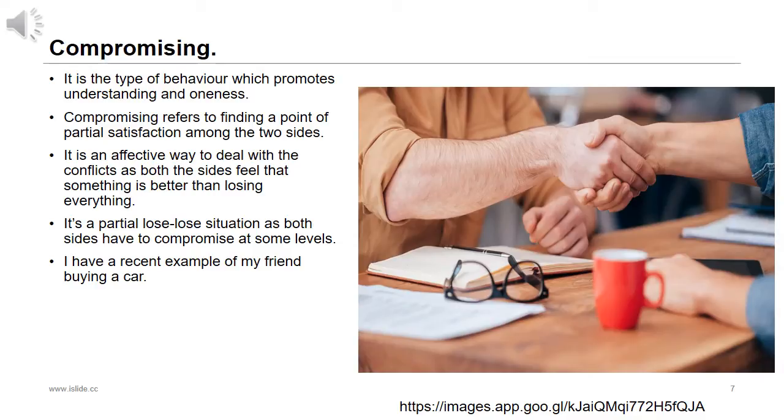Compromising. It is the type of behavior which promotes understanding and oneness. Compromising refers to finding a point of partial satisfaction between the two sides. It is an effective way to deal with conflicts as both sides feel that something is better than losing everything. It's a partial lose-lose situation as both sides have to compromise at some level.